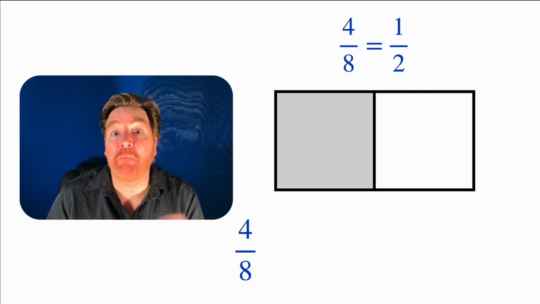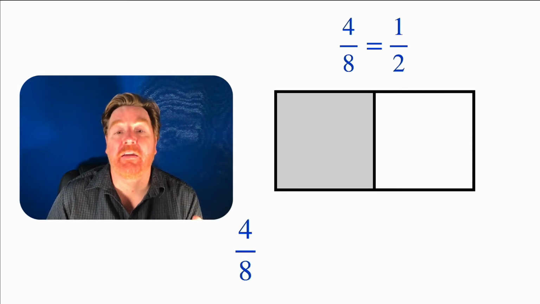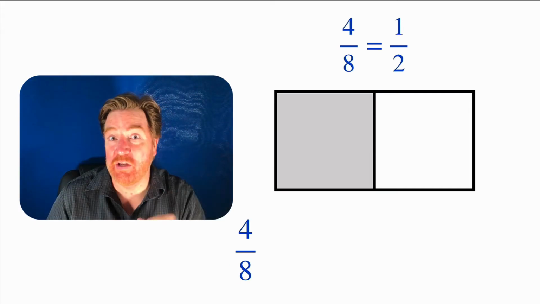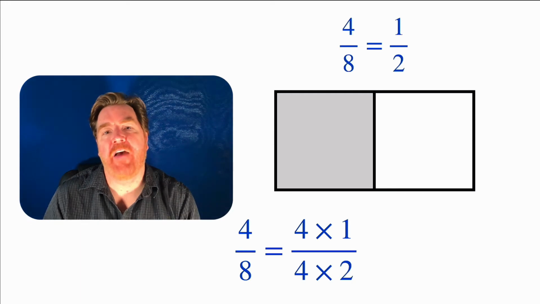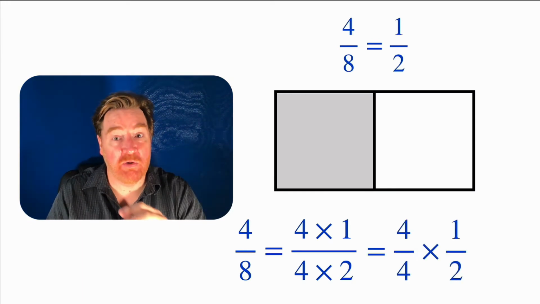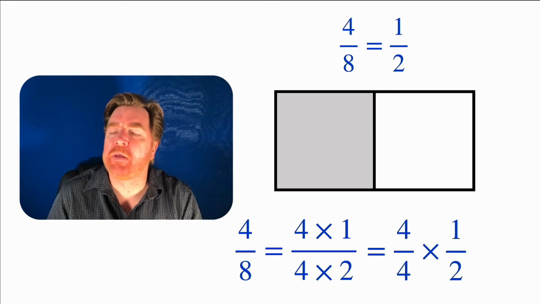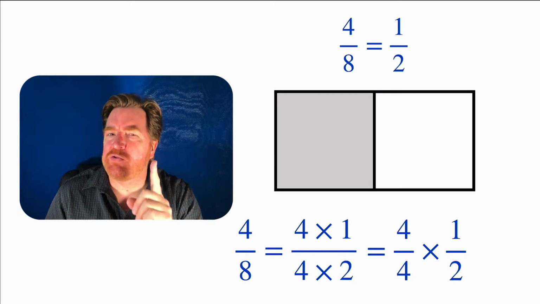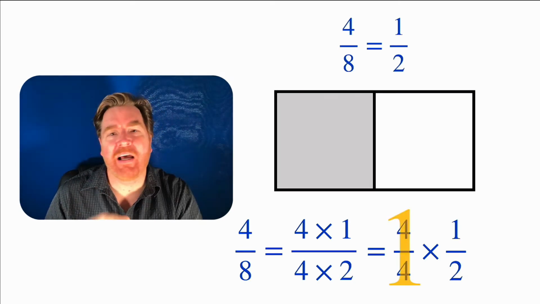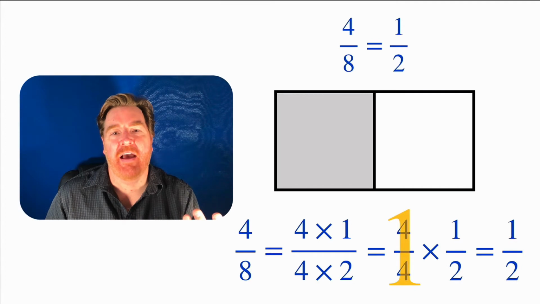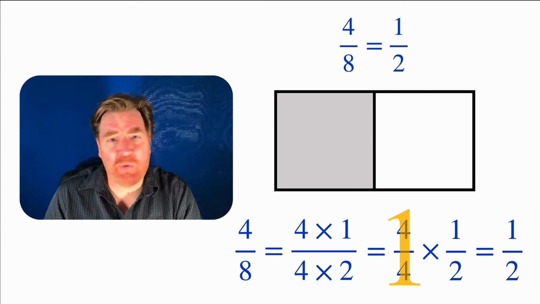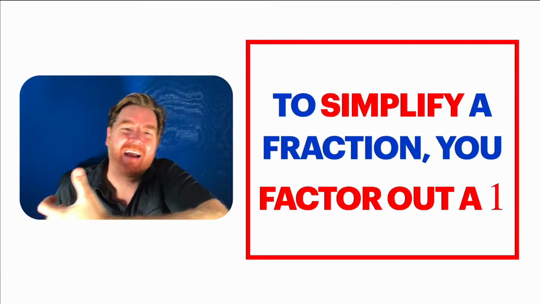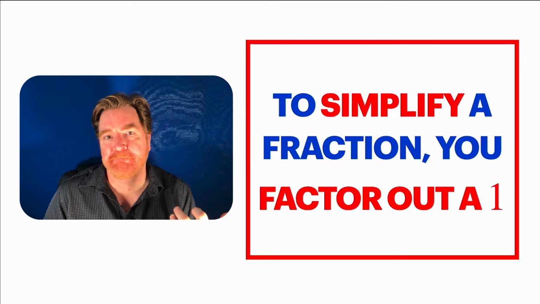We also saw the arithmetic involved in showing that one fraction equals another. And it came down to factoring the top and factoring the bottom and noticing when we split those two fractions up, 4/4 is really 1. And 1 times 1/2 is 1/2. And that's how we said in our last lesson that we would simplify any fraction. To simplify a fraction, you factor out a 1.